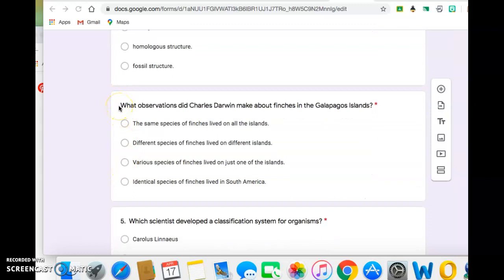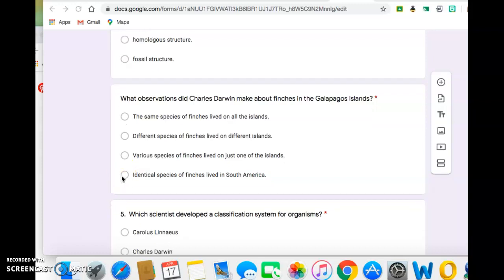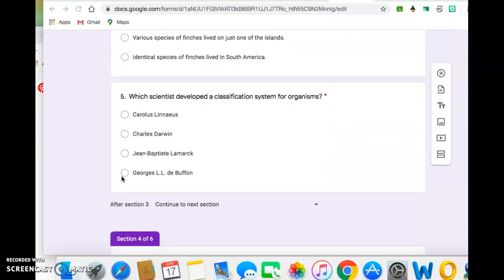Number 4. What observations did Charles Darwin make about finches in the Galapagos Islands? The same species of finches lived on all of the islands. Different species of finches lived on different islands. Various species of finches lived on just one of the islands. Or identical species of finches lived in South America. Number 5. Which scientist developed a classification system for organisms? Carlos Linnaeus, Charles Darwin, Jean-Baptiste Lamarck, or Georges-Louis de Buffon?